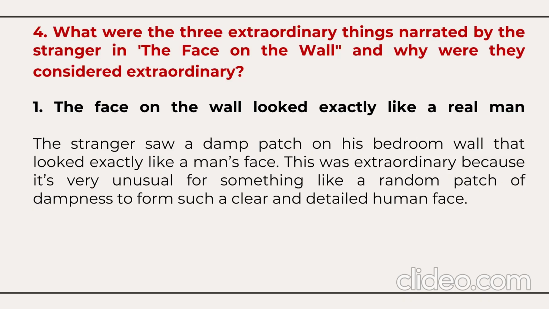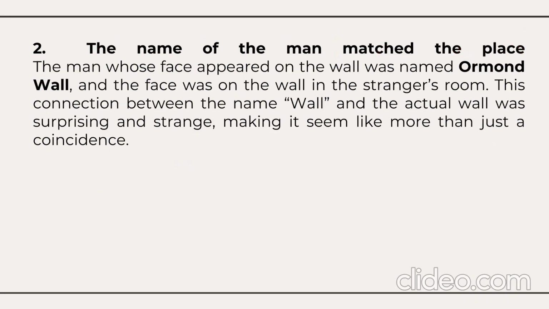This was extraordinary because it's very unusual for something like a random patch of dampness to form such a clear and detailed human face. Second thing, the name of the man matched the place. The man whose face appeared on the wall was named Ormond Wall, and the face was on the wall in the stranger's room. This connection between the name Wall and the actual wall was very surprising and strange, making it seem like more than just a coincidence.